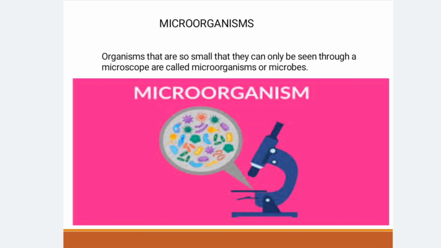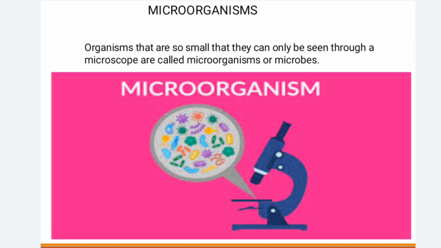So first, we should know what are microorganisms. Organisms that are so small that they can only be seen through a microscope are known as microorganisms or microbes. So micro, that is very small, and organisms, living beings. So these living beings are so tiny that we cannot see them by our naked eyes. We have to use a microscope to see these organisms. So that's why these are known as microorganisms or microbes.